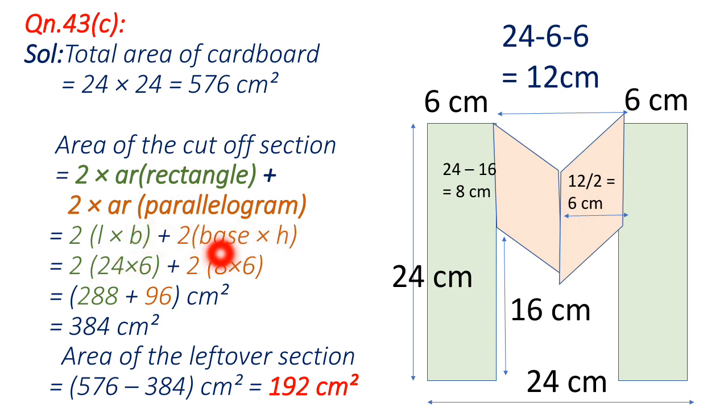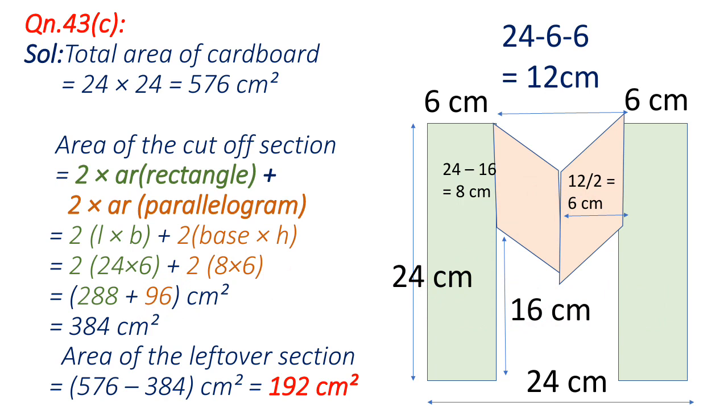So we have the length and breadth as 24 into 6, and for the parallelogram the base is 8 centimeter into 6 as the height. If we multiply those, we get 288 plus 96, and this will give the total area 384 centimeter square. So this is the area of the cutoff section, that means the area of this figure. It is the sum of this rectangle, this parallelogram and this parallelogram.